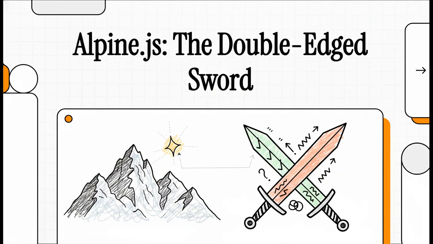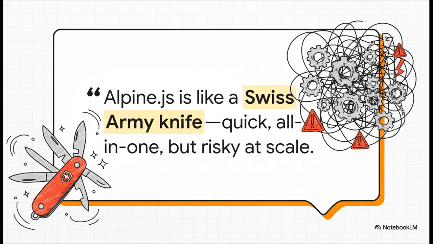All right, let's talk about Alpine.js. It's that rugged, minimal JavaScript framework everybody's been buzzing about. You know, the one that lets you sprinkle a little interactive magic on your websites without hauling in a giant library. It promises to keep things simple, but as we're about to find out, that simplicity can be a pretty sharp double-edged sword.